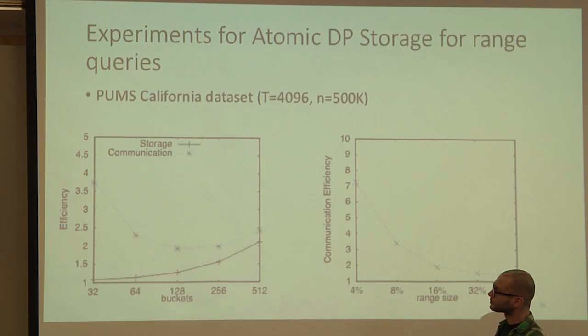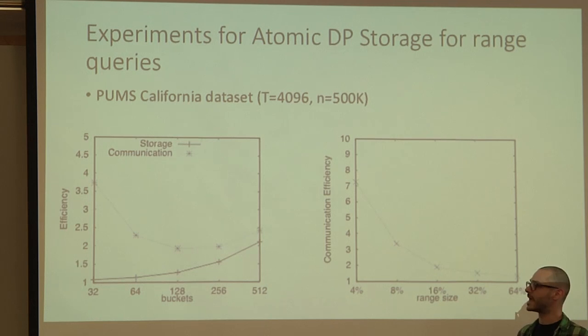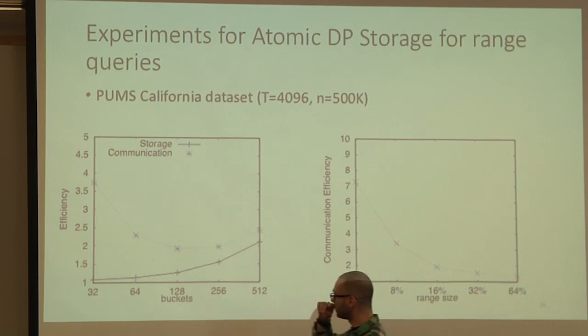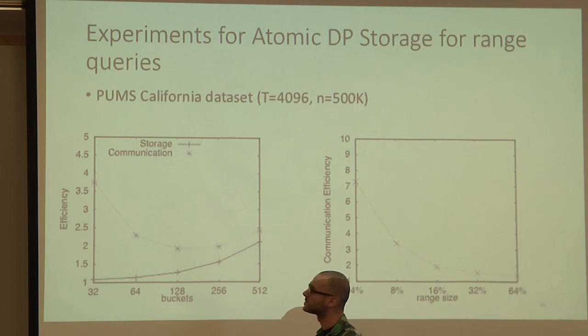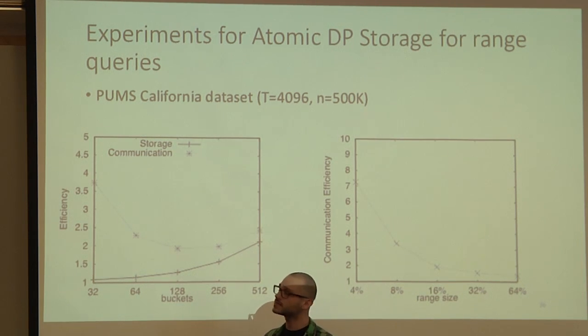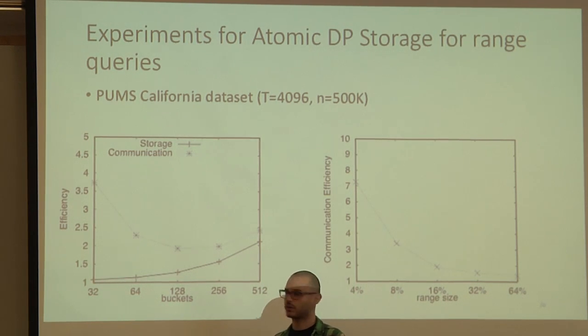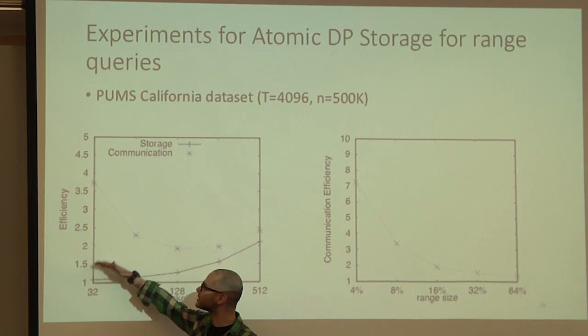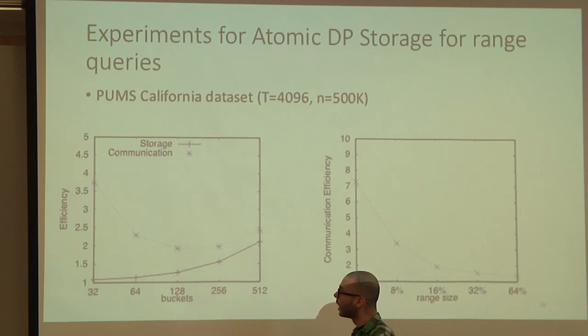First of all, we have to determine how many buckets we're going to create. So we measure the storage and communication efficiency. The storage efficiency is the number of records we store divided by the actual number of records in the data set. And communication efficiency is the number of records we return in order to answer a query divided by the number of records required in order to answer this query. So the lower the efficiency number on the y-axis, the better the result.